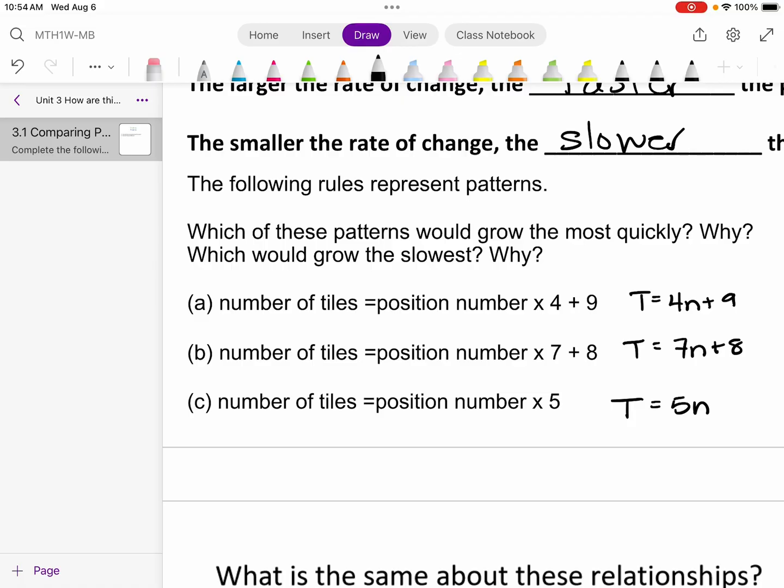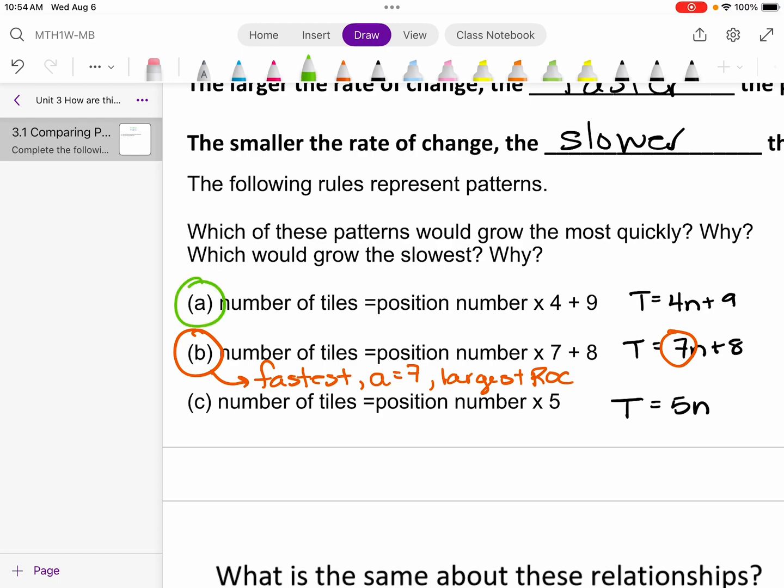Okay, so if I want to figure out which one is fastest, B is going to be fastest because my rate of change, so my A value is equal to 7, and that's the largest rate of change. And I'm just going to write ROC for rate of change. So this 7 is going to make this pattern grow fastest.